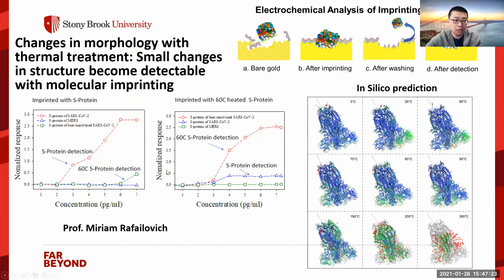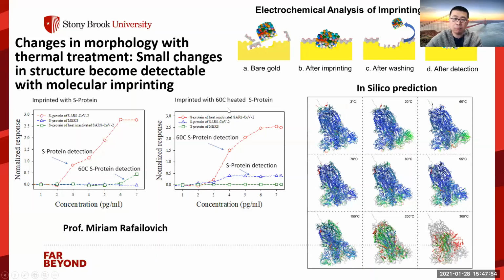And here, we did two experiments. In the first experiment, we used the imprint from the normal spike protein. As we increase the protein concentration in the solution, we can see that the biosensor can detect the existence of the S protein. However, for the heated S protein, we cannot find it.